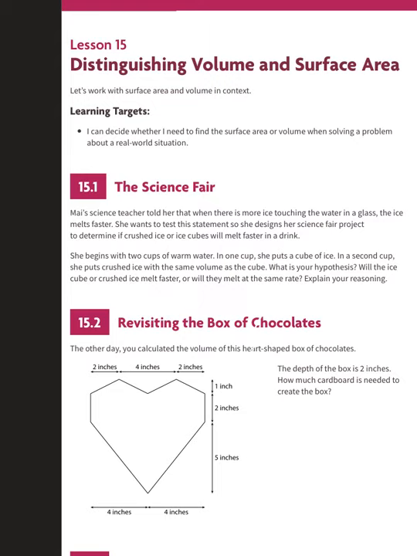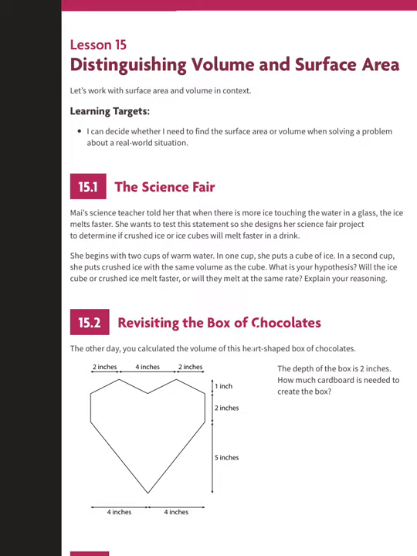If we look at page 119, section 1, it says the science fair. It says, my science teacher told her that when there's more ice touching the water in the glass, the ice melts faster. She wants to test this statement, so she designs her science fair project to determine if crushed ice or ice cubes will melt faster in the drink. She begins with 2 cups of warm water. In 1 cup she puts a cube of ice. In the second cup she puts crushed ice with the same volume as the cube. What is your hypothesis? Will the ice cube or the crushed ice melt faster, or will they melt at the same rate? Okay?